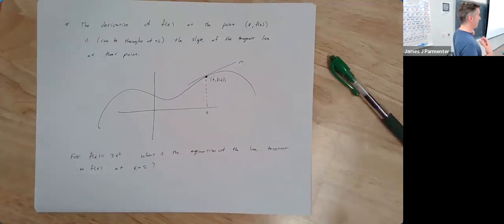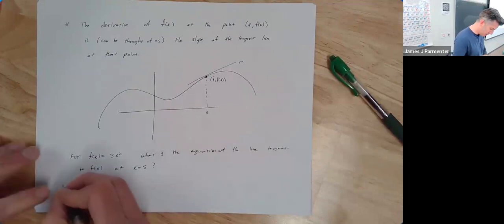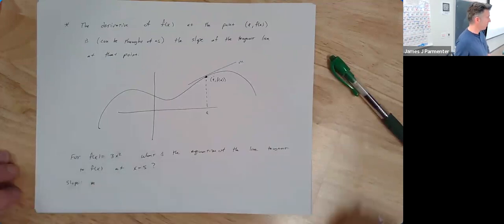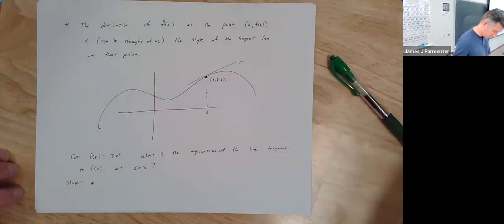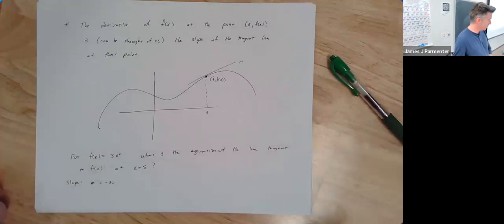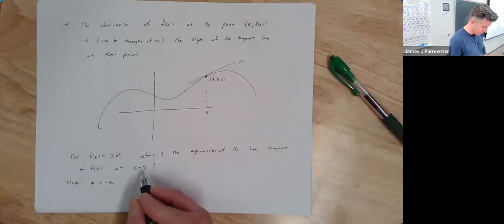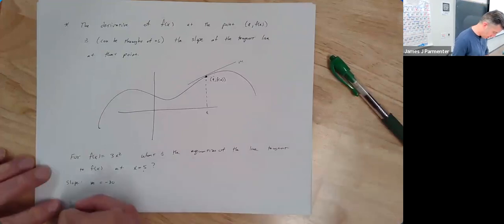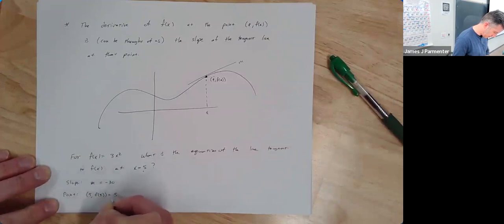Okay, to find an equation of a line in general, tangent line or any line, you need two pieces of information. We need a slope, which we literally just found. The slope was, I literally just forgot what it was. The slope was -30. And you need any old point. Well, the only point we have is the point when x is 5, and if x is 5, f of 5 is going to be 75. So our point is going to be 5 comma f of 5, which is 5 comma 75.